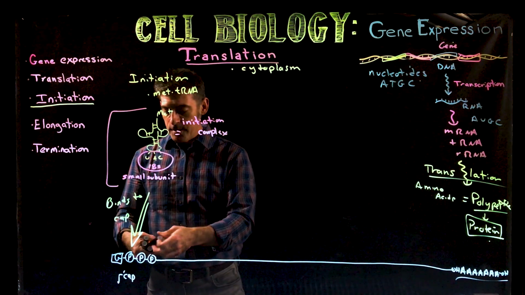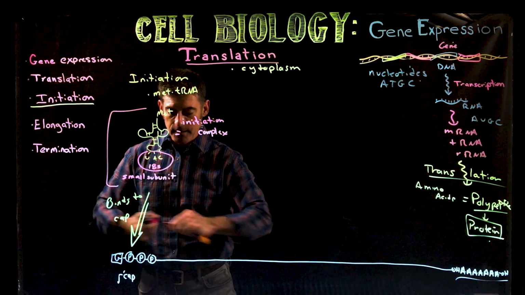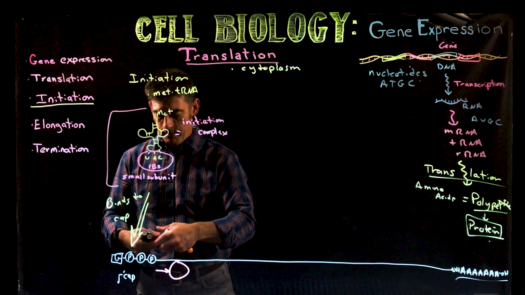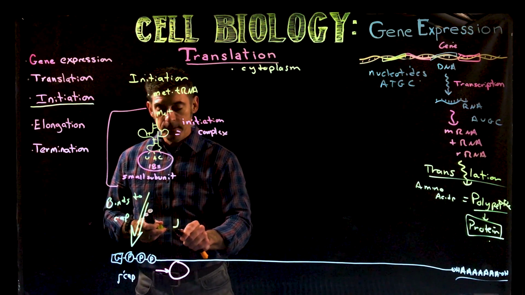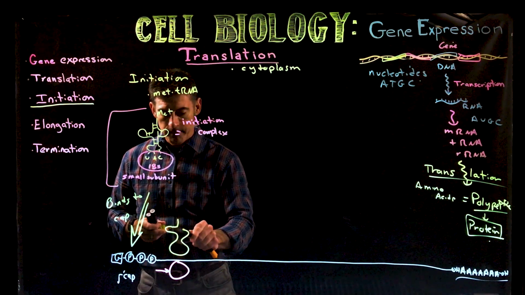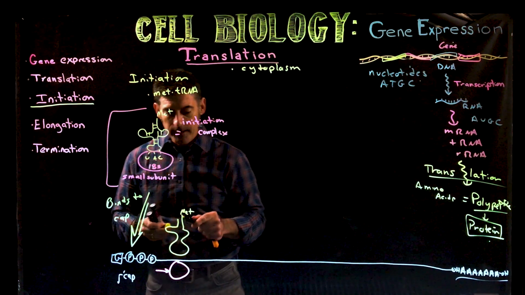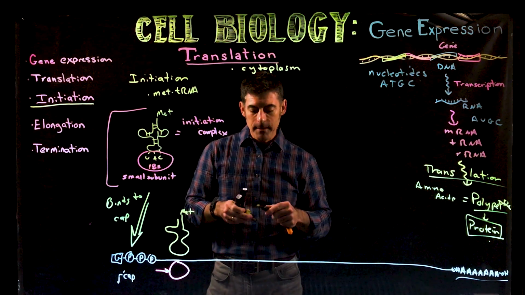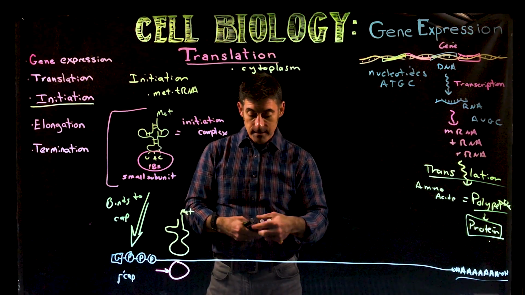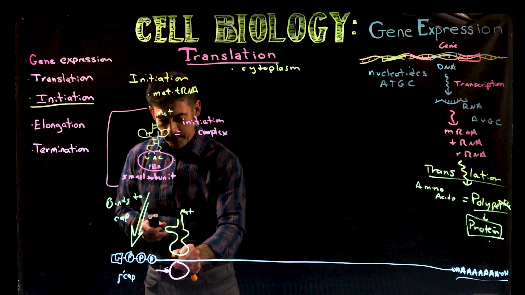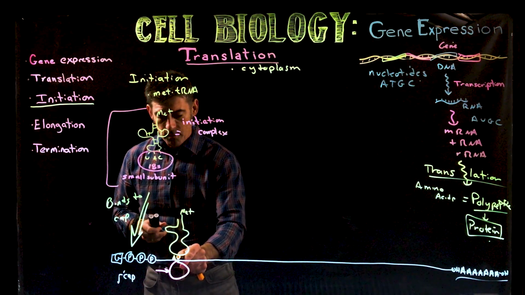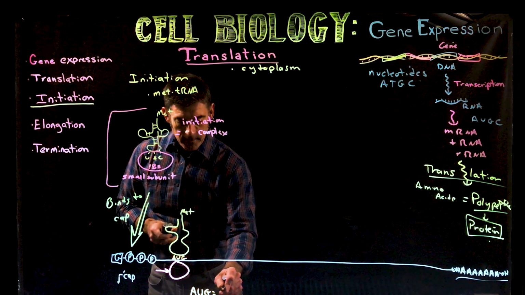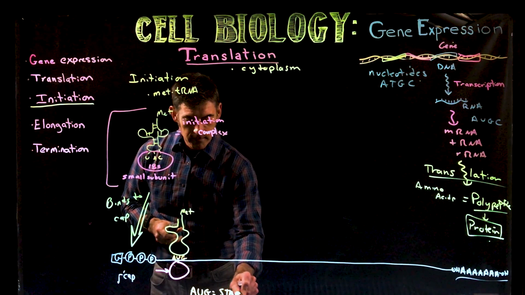So they bind, and then this initiation complex is going to start moving along the messenger RNA, and it's going to be looking for something. What is it going to be looking for? It has the anticodon UAC, so it's going to be looking for a particular codon. It's going to be looking for the codon AUG. AUG is what we call the start codon.